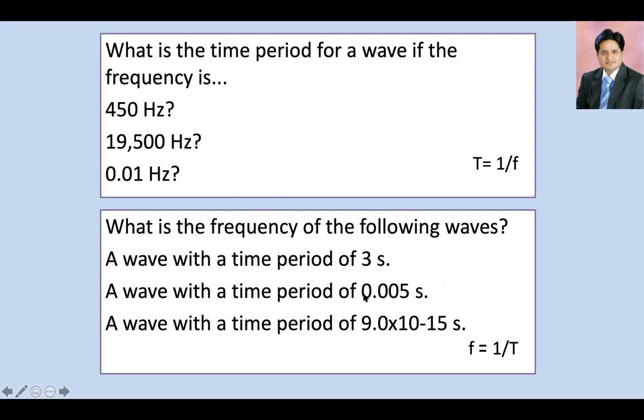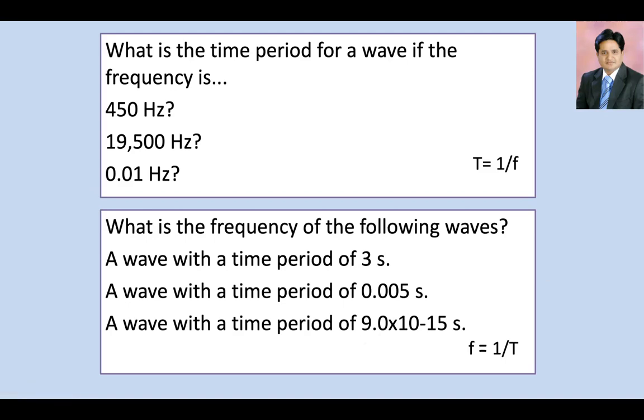Here the time period is 0.005 seconds. So here the frequency would be 1 divided by 0.005. And here, this is the time period of 9 times 10 raised to the power negative 15 seconds. So what you do is 1 divided by 9 times 10 raised to the power negative 15. When you're using your calculator, make sure you put 9 times 10 raised to the power negative 15 within brackets. Otherwise, you will get a wrong answer. So 1 divided by 9 times 10 raised to the power negative 15 within parentheses. That will give you the right answer.